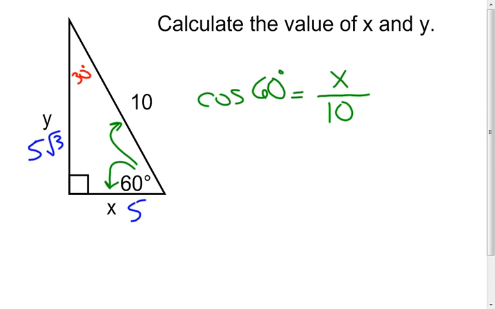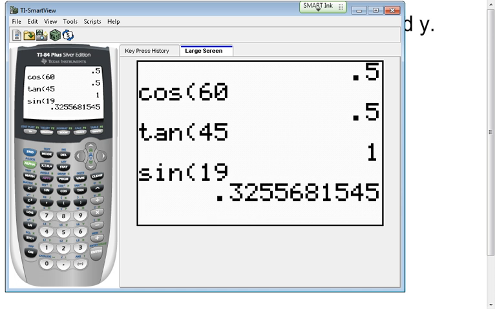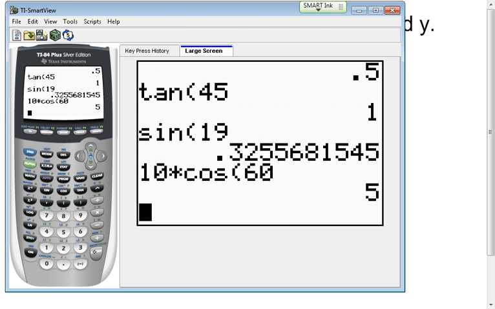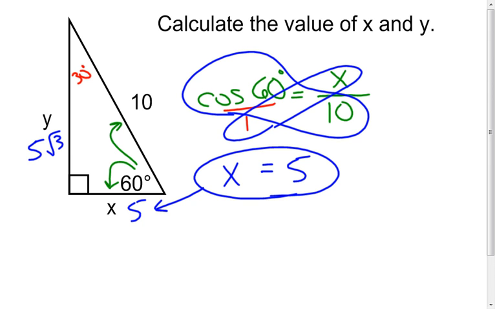All I have to do here is put this over 1. I can put anything over 1, doesn't change the value. But what that does is it makes a proportion. Now I can solve my proportion by cross multiplying. I find out that x equals, now this is where I just type this on my calculator. I like to start with the number 10 times the cosine of 60, and then I push enter, and notice it comes out to be 5. Well, if we go back to our properties of a 30, 60, 90 triangle, it was supposed to be. But here's how trig works to verify that that actually comes out that way.